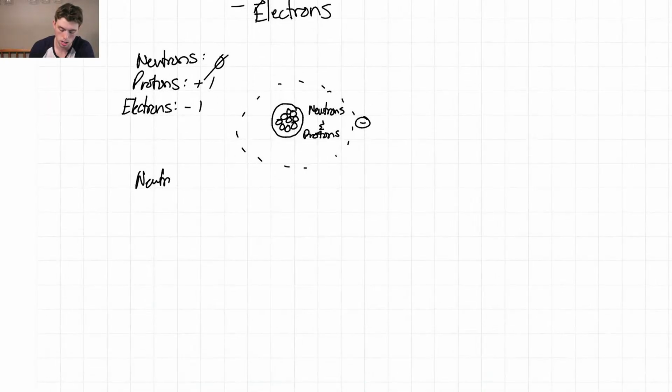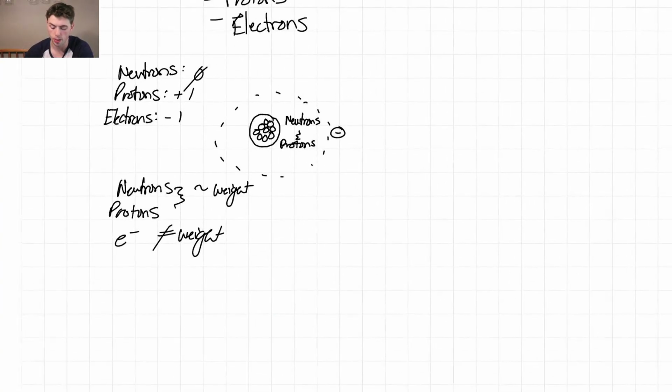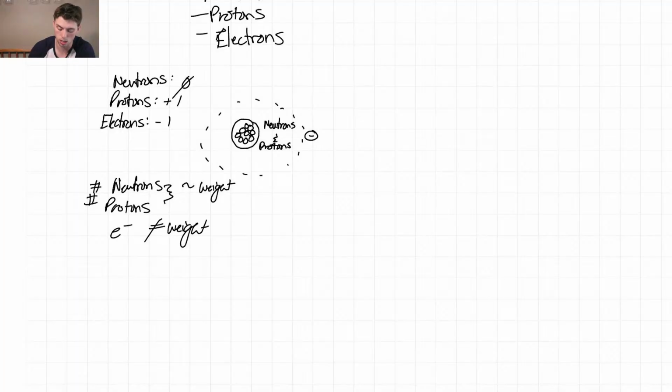Neutrons have some amount of weight, as well as protons. They're going to be the main contributors to the weight of the atom. The electrons, their weight is pretty much negligible. There's not much going on there. So when a certain atom has mass, it is taking our number of neutrons plus our number of protons, and that gives us atomic mass.